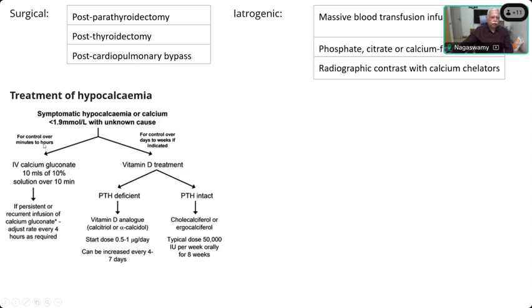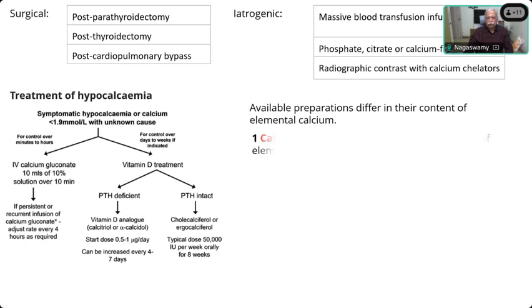But if it is an urgent, imminent condition with severe Chvostek's sign and muscle cramps, then you have to give calcium gluconate 10 ml, 10%, over 10 minutes. If persistent, then a recurrent infusion can be given at that rate every 4 hours. Another point is, what are the available preparations? This is a viva question they may ask you.